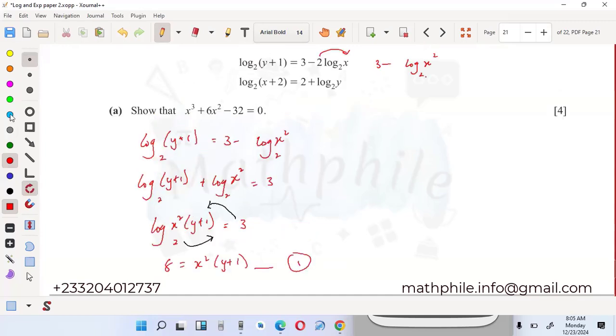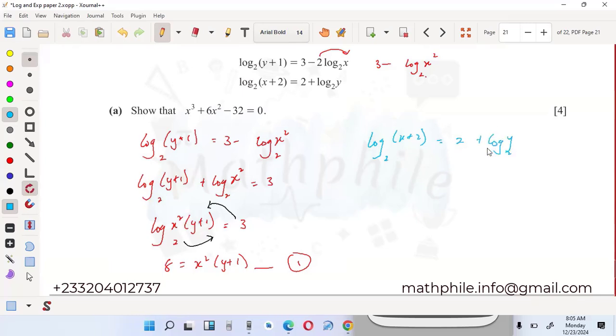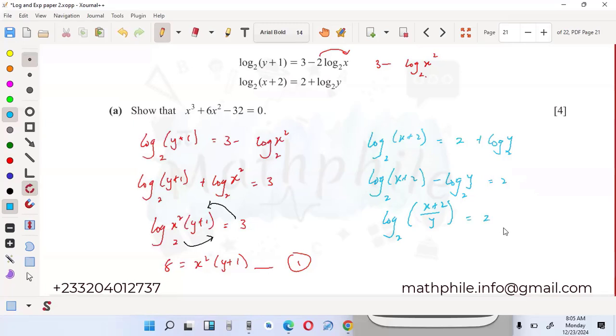So the other part of the equation: we have log of x plus 2, base 2, equals 2 plus log y, base 2. Grouping all the logs at one side, since there is no number in front of the log, we get log of x plus 2 base 2 minus log y base 2 equals 2. This is the same as writing log of (x plus 2) over y, base 2, equal to 2. Do you get this?